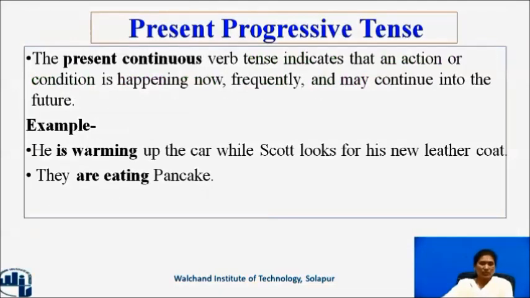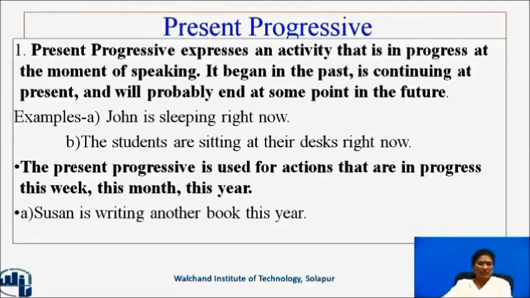The present progressive tense. The present continuous verb tense indicates that an action or condition is happening now, frequently, and may continue into the future. For example, he is warming up the car while Scott looks for his new leather coat. They are eating pancake. The present progressive also expresses an activity that is in progress at the moment of speaking. It began in the past, is continuing at the present, and will probably end at some point in the future. John is sleeping right now.